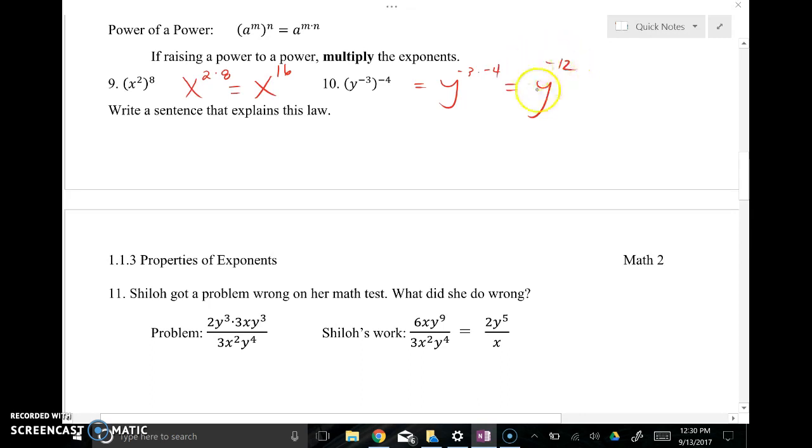Now remember, don't think about this as a negative. Think about this as do the opposite. So that would be 1 over y to the 12th because I'm dividing by y to the 12th.